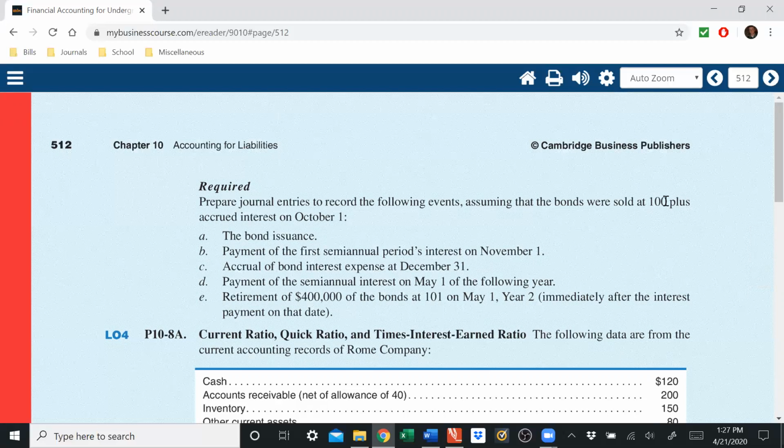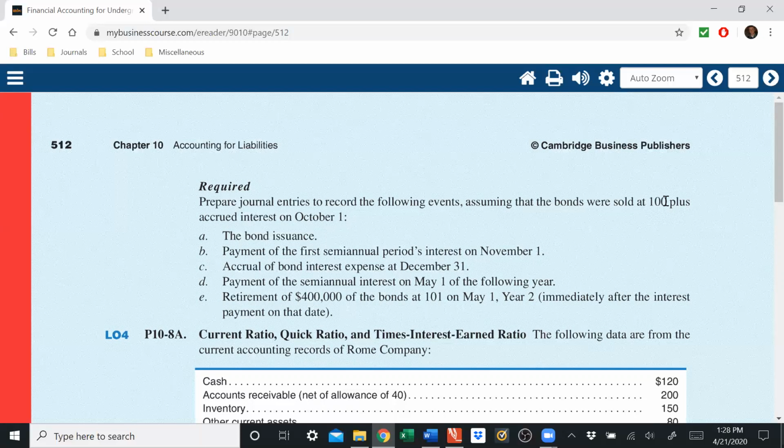So that's nice. You don't have to worry about the premium on bond payable account or the discount on bond payable account. That makes things much simpler. If you don't have to worry about those accounts, then you don't have to worry about amortizing them because they don't exist, which means you don't have to worry about the straight line method or the effective interest method or any of that. So let's do these journal entries.